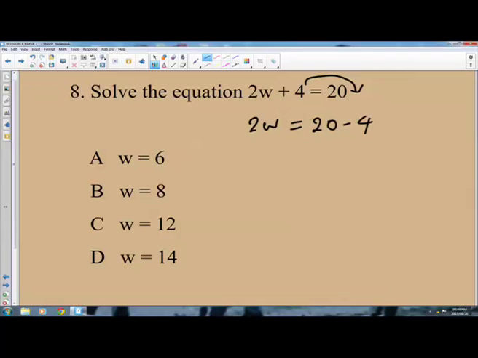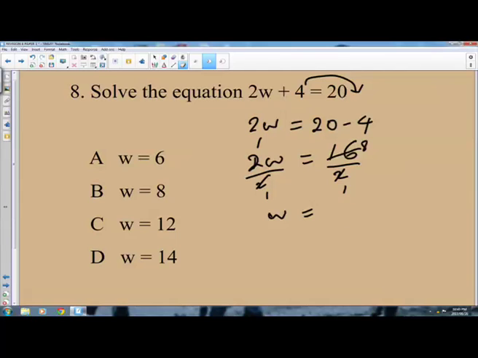And then what is 20 minus 4? 20 minus 4 is 16. So 2w equals 16. And then divide both sides by 2, because you need to know the value of w, not 2w, but w. So divide both sides by 2. 2 here once, 2 here once. And then we'll have w equals 16 divided by 2, which is 8. So w is equal to 8.